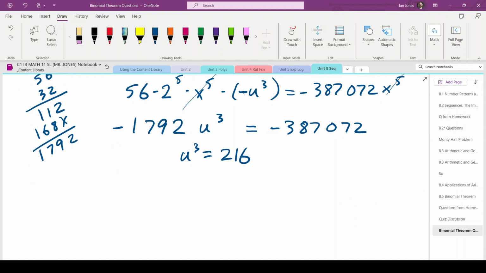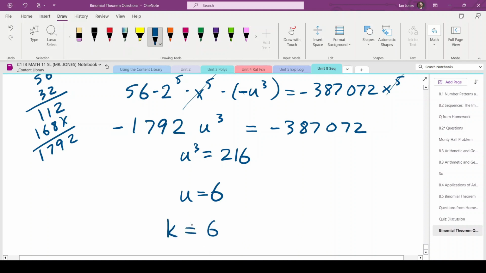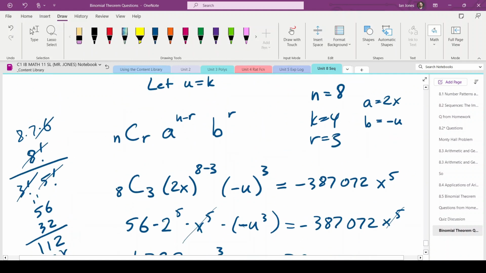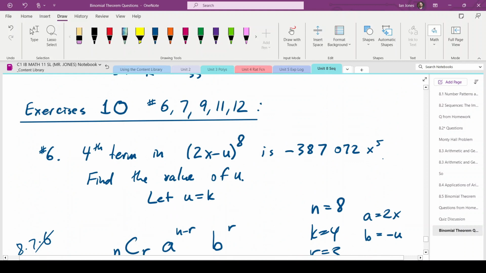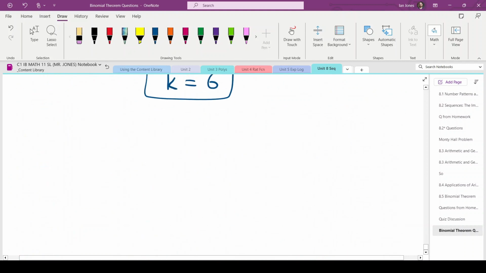So on my GDC, I'm just going to go 216 to the exponent, bracket 1 divide 3 bracket. That's the same as a cube root, and I get 6. u equals 6. And of course, because I made that substitution, I should actually say k equals 6. And that should be it. Okay, that's number 6.